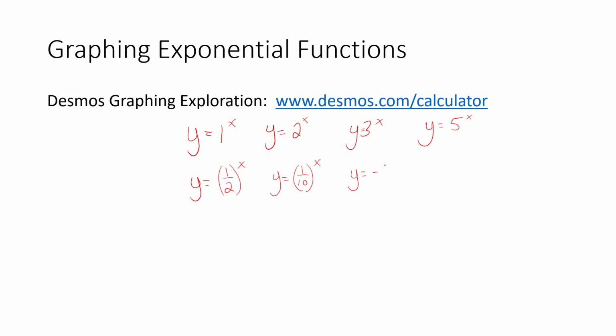Y equals -2 to the x power and see the difference. Y equals -2 to the negative x power and see the difference. Now, as you see, you can obviously keep going and going and continue to type different numbers in just to see how the graph is going to start to change.